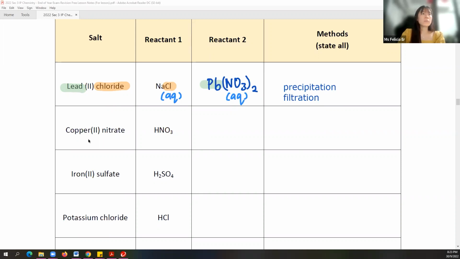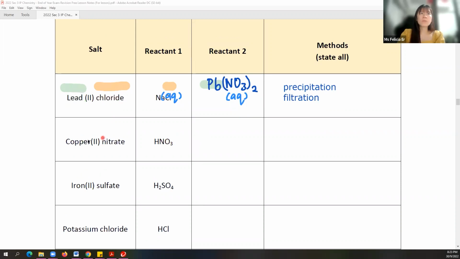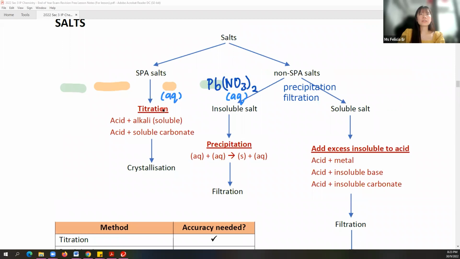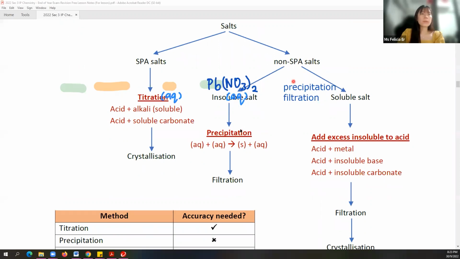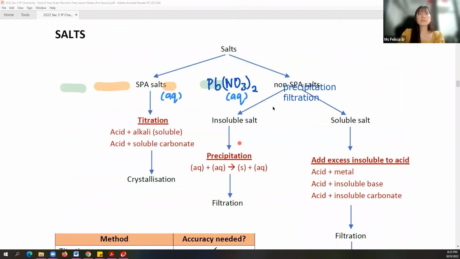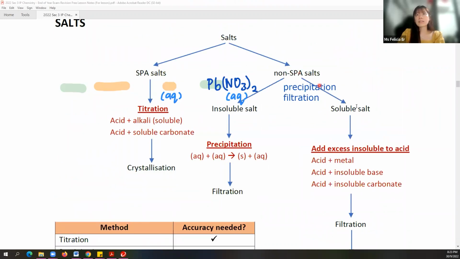So next one, copper 2 nitrate. So copper 2 nitrate, which method to choose? So same thing, you follow the flow chart. So for copper 2 nitrate, first, copper, is it SPA? No, right? Copper is C. So that's why not SPA. Then copper 2 nitrate, SPAN. N is always soluble. So that means it will be non-SPA and then soluble. So that means the method will be add excess insoluble, one of them, to acid.